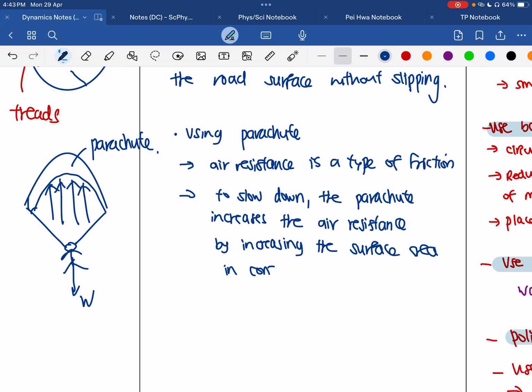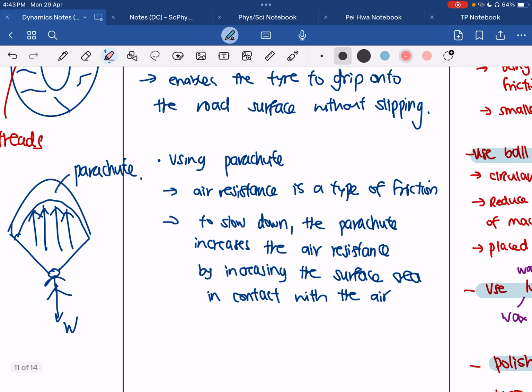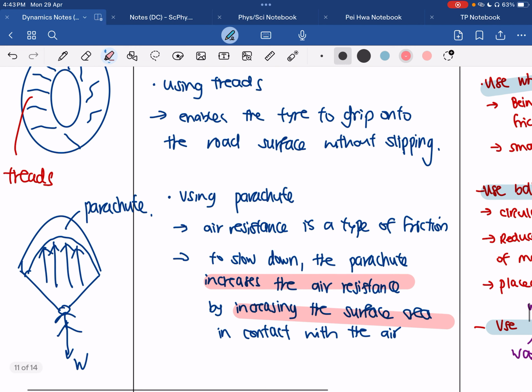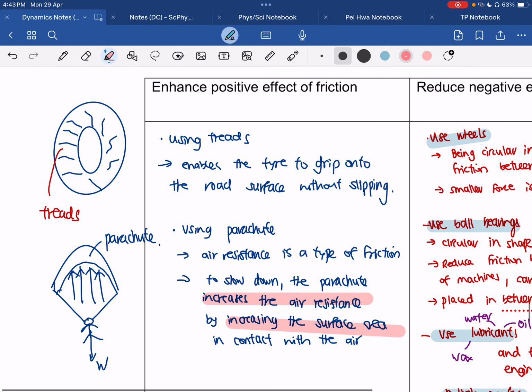In contact with the air. So again, the keyword here, increasing surface area, right? Increase the air distance. Okay, the first one, enable tire to grip onto road surface without slipping.